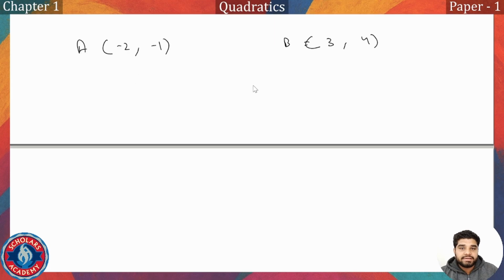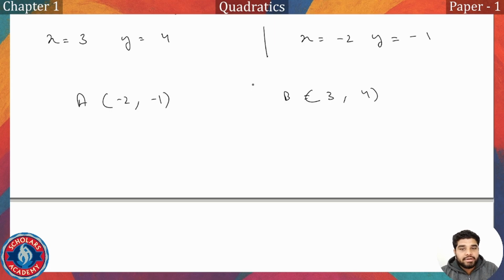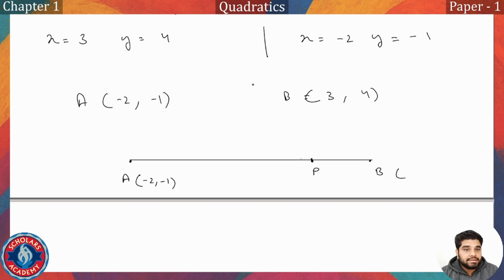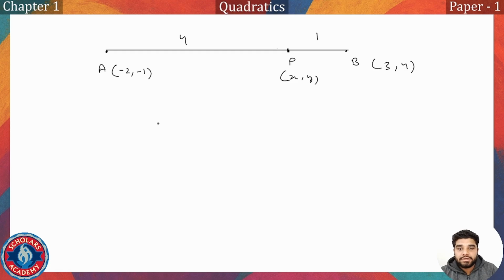Now what we need to find is the point P such that the ratio between AP and PB is 4:1, somewhere over here. So A is (-2, -1) and B is (3, 4). We need to find point P, which is (x, y), and the ratio is 4:1. So we'll use the section formula over here.